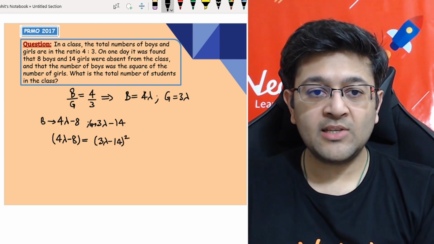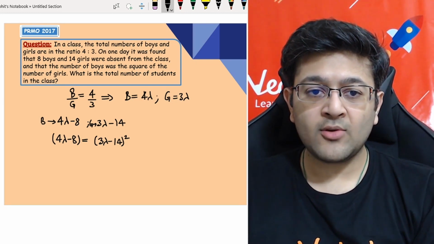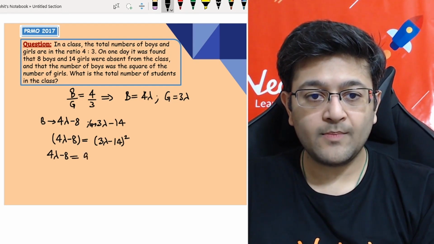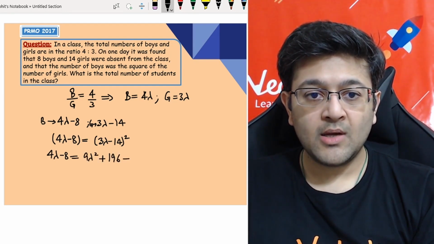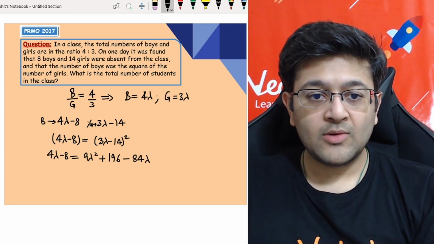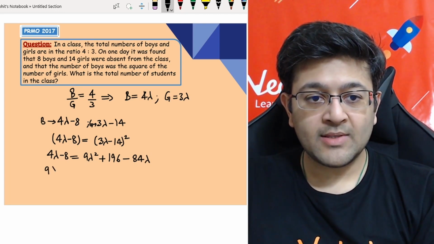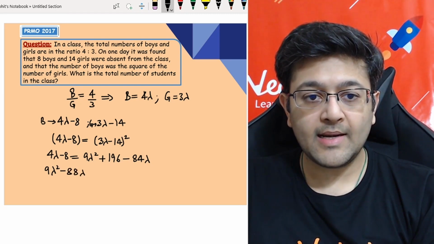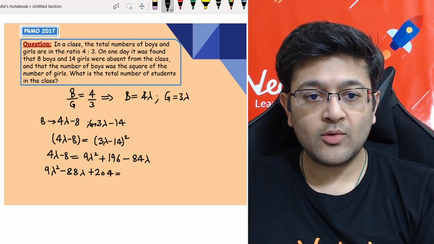We have applied this condition. Now we just have to find the lambda from this quadratic. So let's expand. 4 lambda minus 8 is equal to 9 lambda square plus 196 minus 2 into 6 into 14, right? So minus 84 lambda. So let's make it a quadratic, take it to one side. So 9 lambda square minus 88 lambda plus 204 equal to 0.